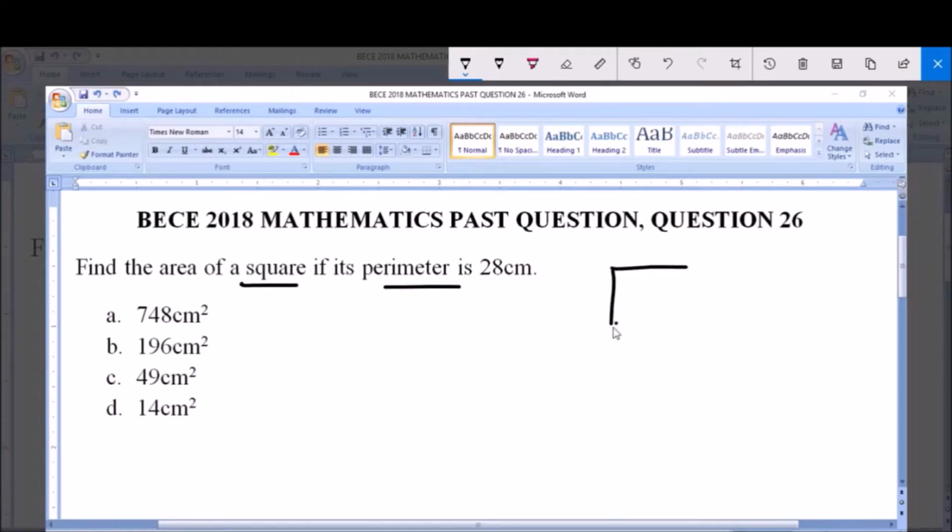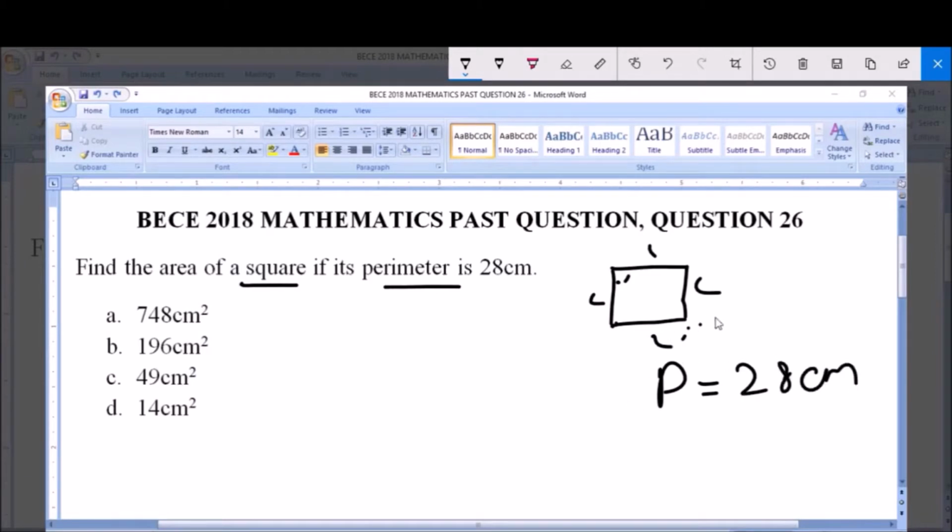Like we know, a square is a polygon in which all sides are equal, and all the angles are equal. So all sides of a square are equal. That is, the length here is the same as the length here, which is the same as this and the same as this. Now we're given that the perimeter of this square is 28. Let the perimeter be P. That is, P, the perimeter, is equal to 28 cm.